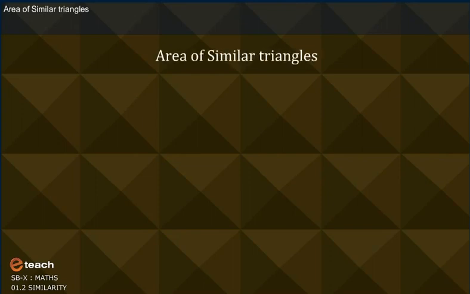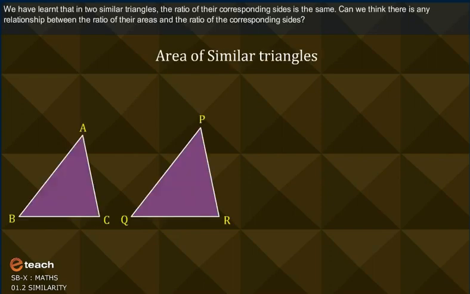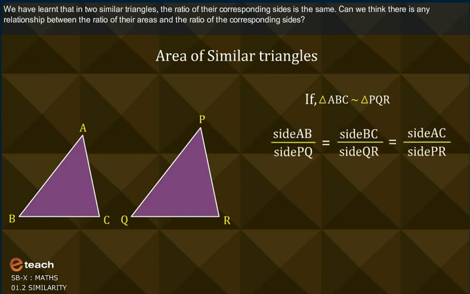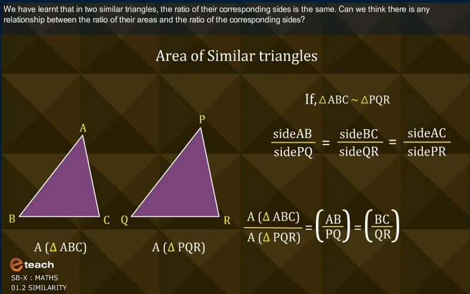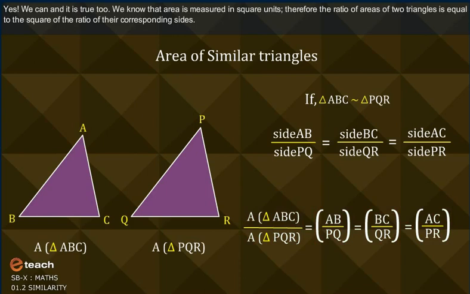Area of similar triangles. We have learned that in two similar triangles, the ratio of their corresponding sides is the same. Can we think there is any relationship between the ratio of their areas and the ratio of the corresponding sides? Yes, we can, and it is true too.